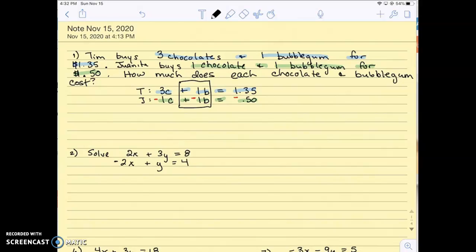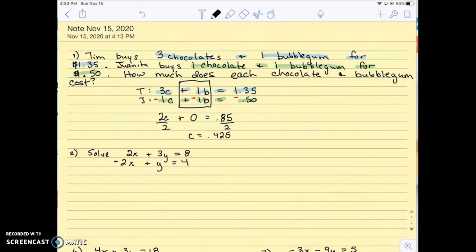3c minus 1c is 2c. 1b minus 1b is 0. And $1.35 minus 50 cents is, let's see, 13, 12, 11, 10, 9, 8, 85 cents divided by 2. And that's chocolate is 42.5 cents.